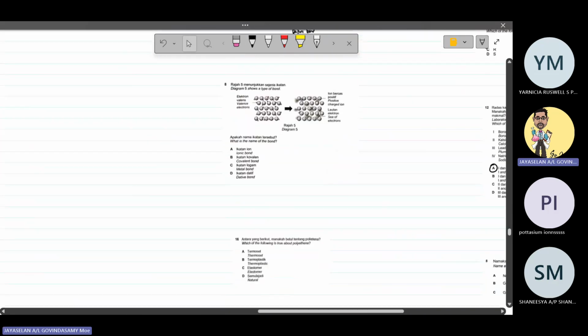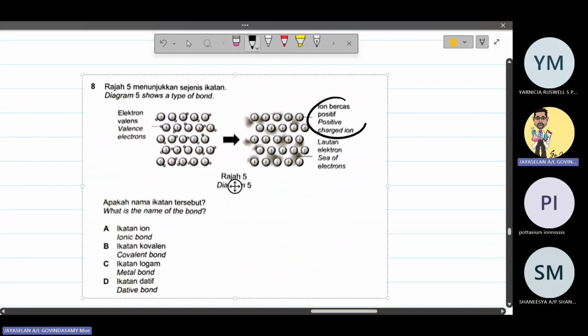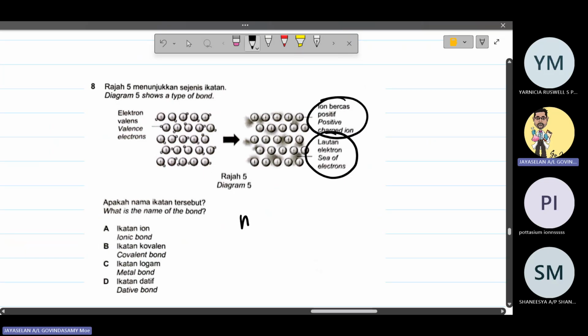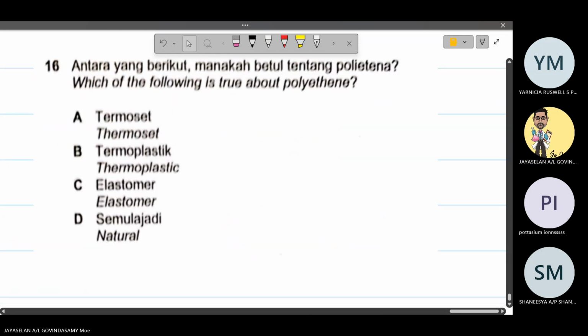No question. Okay, look at this question. This question is very famous for this year. When you see the positive charge and sea of electrons, this is what bonding we call metallic bonding. Cannot get this one wrong. So answer: metallic bonding. Okay, next one.